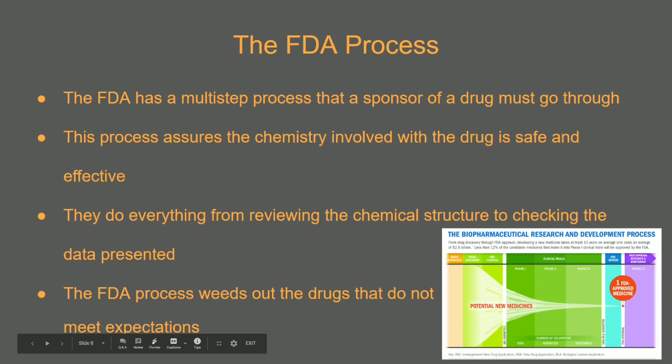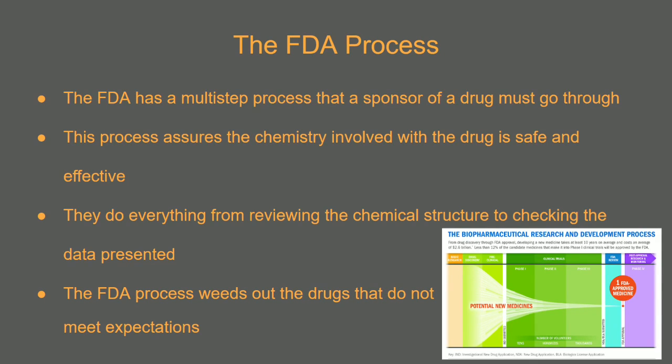So, moving on to the FDA process, the FDA has a multi step process that a sponsor of a drug must go through. It consists of about 12 steps, and all of this can be found on the FDA's website. I'm not going to go into too much detail, but to briefly outline what happens during this process, it involves discovery, which then moves to preclinical trials on animals, and then after that moves to clinical trials on humans, which has 3 phases, each phase involving a larger group of people.